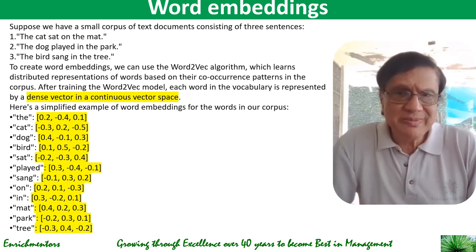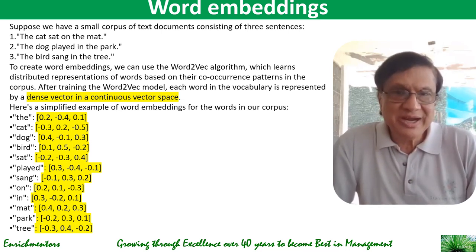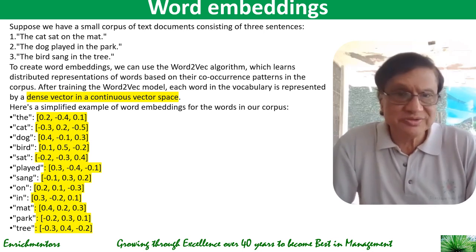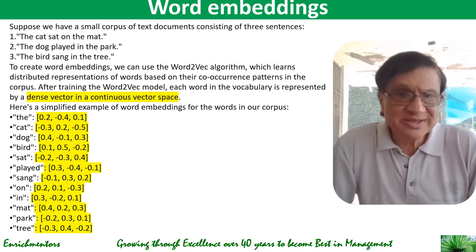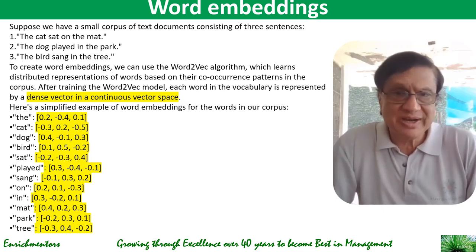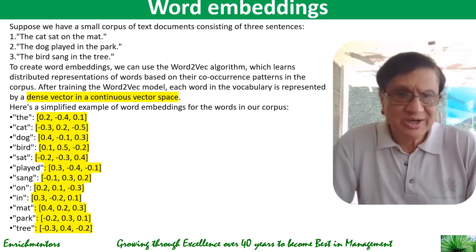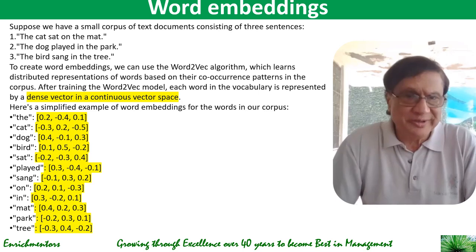So basically, semantic and syntactic similarities convey that semantic is meaning and syntactic is how they appear in structure. Now, word embeddings are learned using unsupervised learning techniques such as neural network based models like word2vec, GloVe, and FastText. Let's look at an example here.